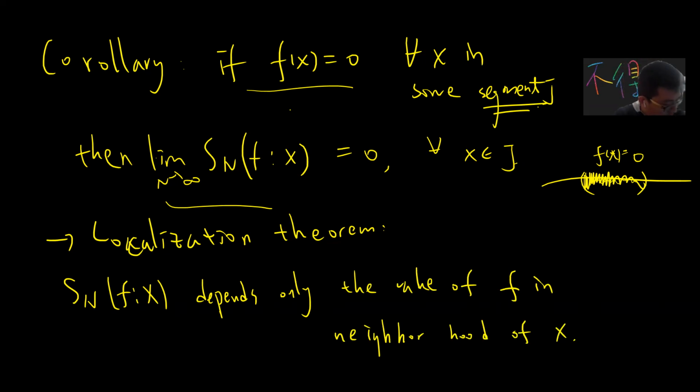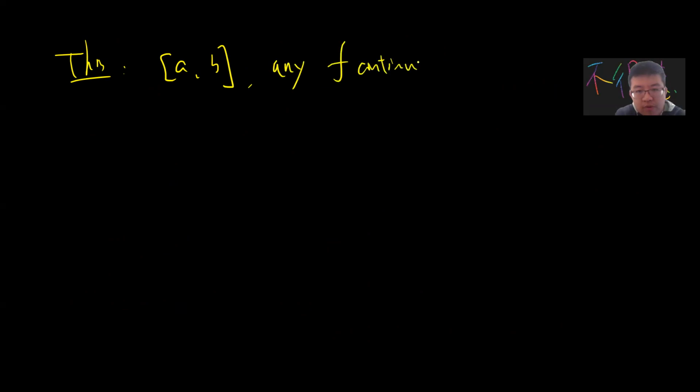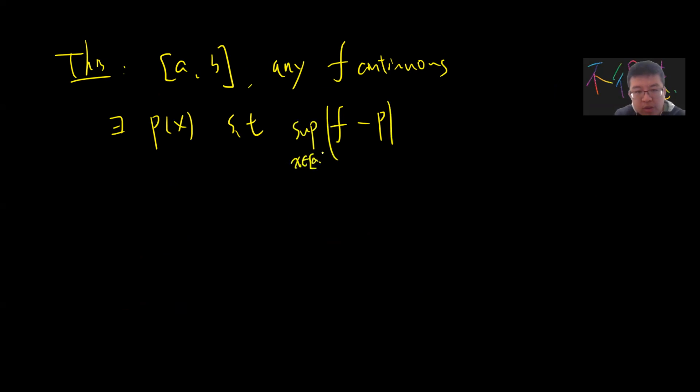So let's see another theorem which is very close to Weierstrass approximation. Remember, maybe a few videos ago, I proved the Weierstrass approximation theorem. The simple theorem is that for any closed interval [a, b] and any continuous function f, there exists a polynomial p(x) such that f minus p(x) can be arbitrarily small. So this means that the sup norm can be less than any epsilon. So fix epsilon, you can always find some polynomial which is arbitrarily close.